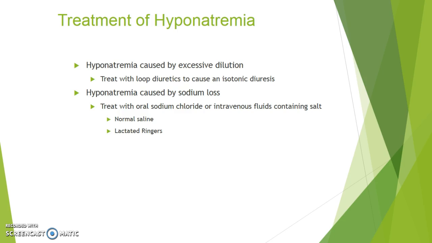Treating hyponatremia, well, when you're missing it, you give it back. So you can treat with oral sodium chloride or IV fluids containing salt. If it's an excessive dilution issue, you also can give loop diuretics to cause an isotonic diuresis.